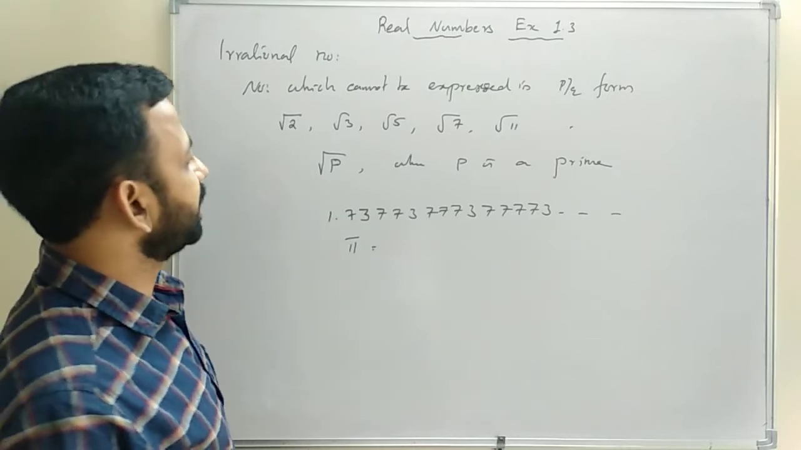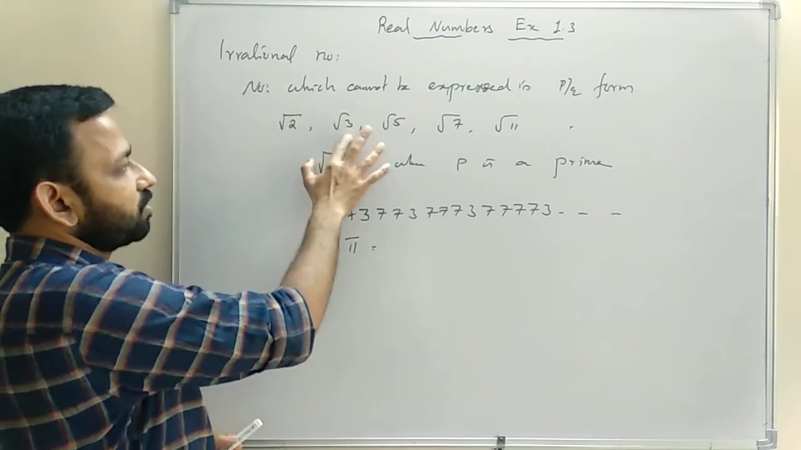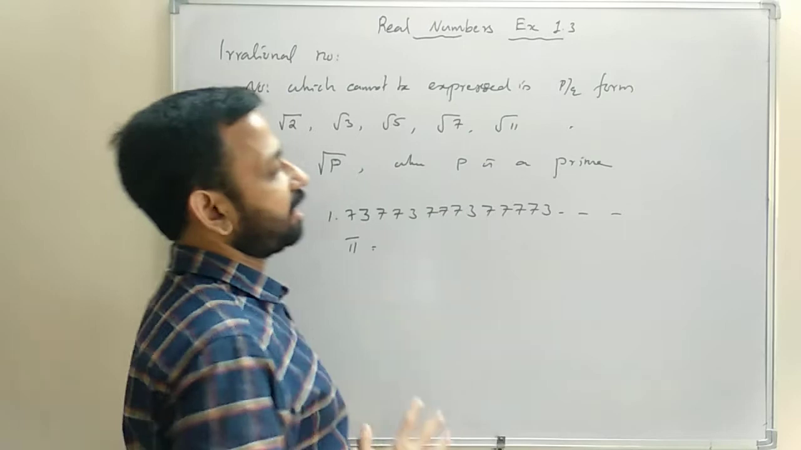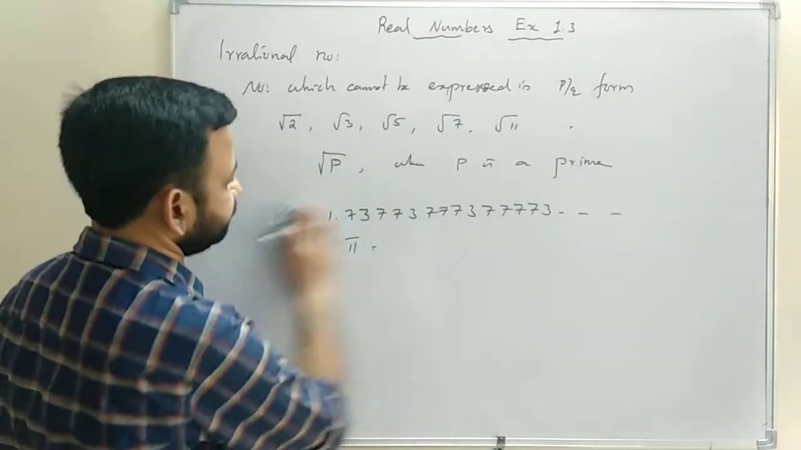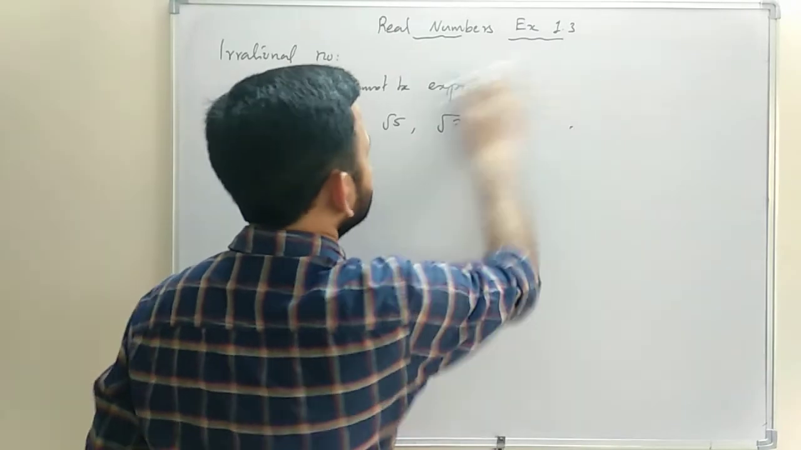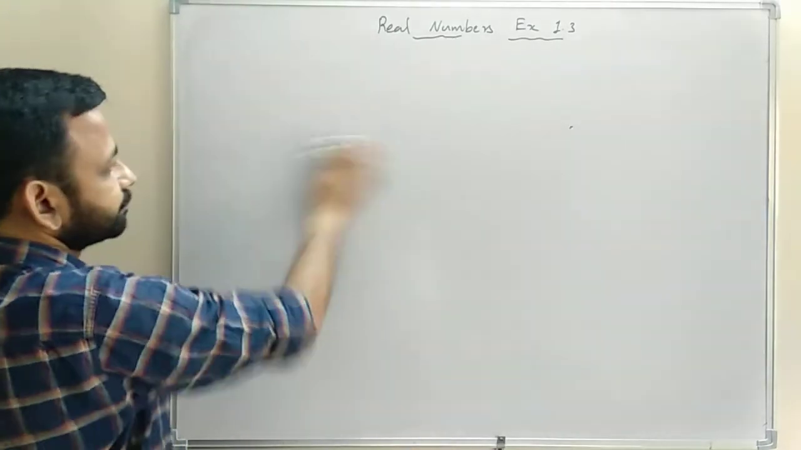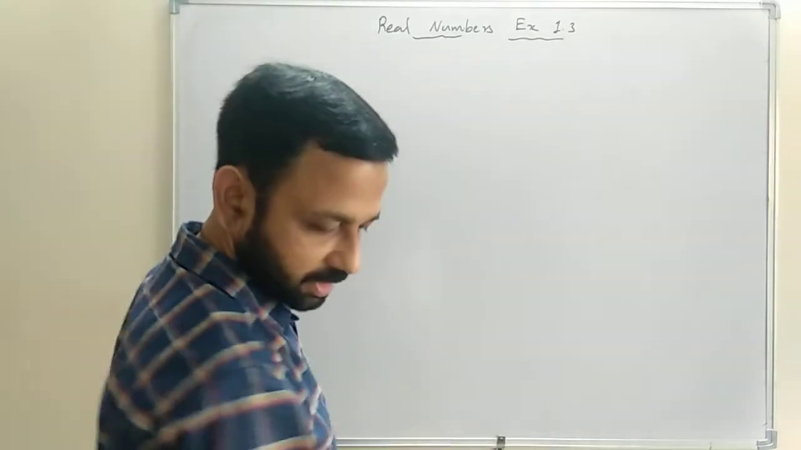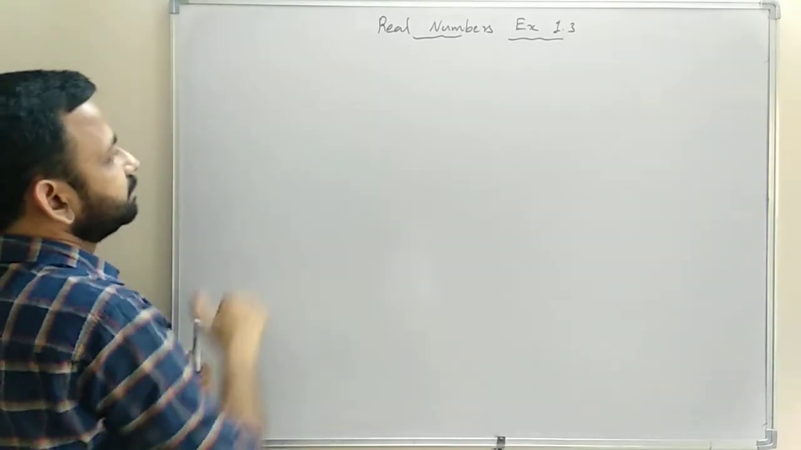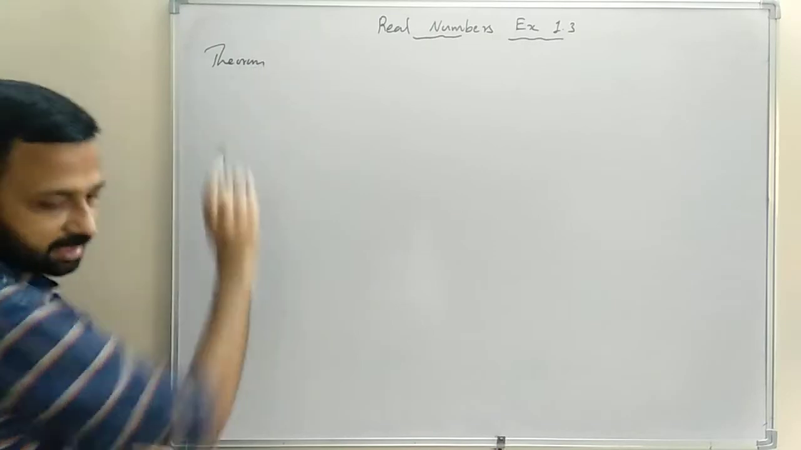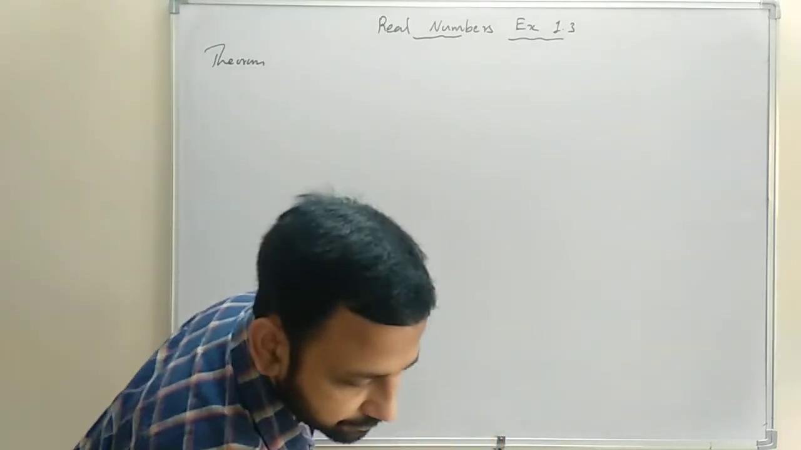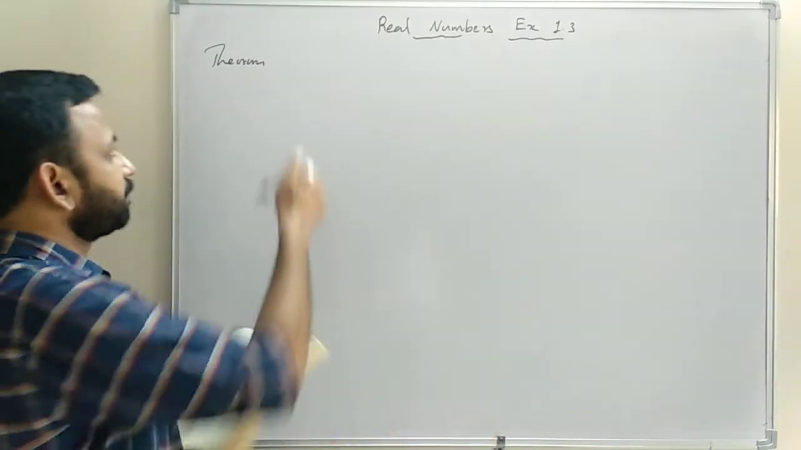Today we are going to learn how to prove that root 2, root 3, root 5, root 7, etc. are irrational numbers. Before that, we need to learn one theorem. Its proof is not important, but the statement is important. Theorem 1.3.